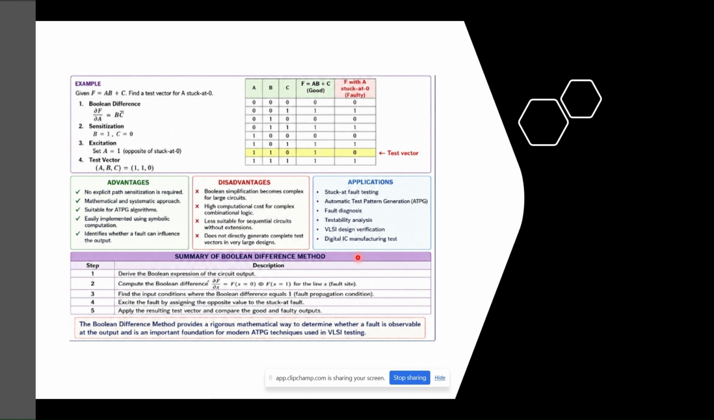To summarize the method, first, we have to identify the Boolean expression function for a given circuit, then apply the Boolean difference formula based upon the input where the fault appears and its value. We have to find dou f by dou x at 0 and at 1. For both the cases, we have to find it and do an exclusive OR operation. Then we have to find the input conditions based upon dou f by dou x, then excite the fault by assigning the opposite value, and then finally identify the test vector.